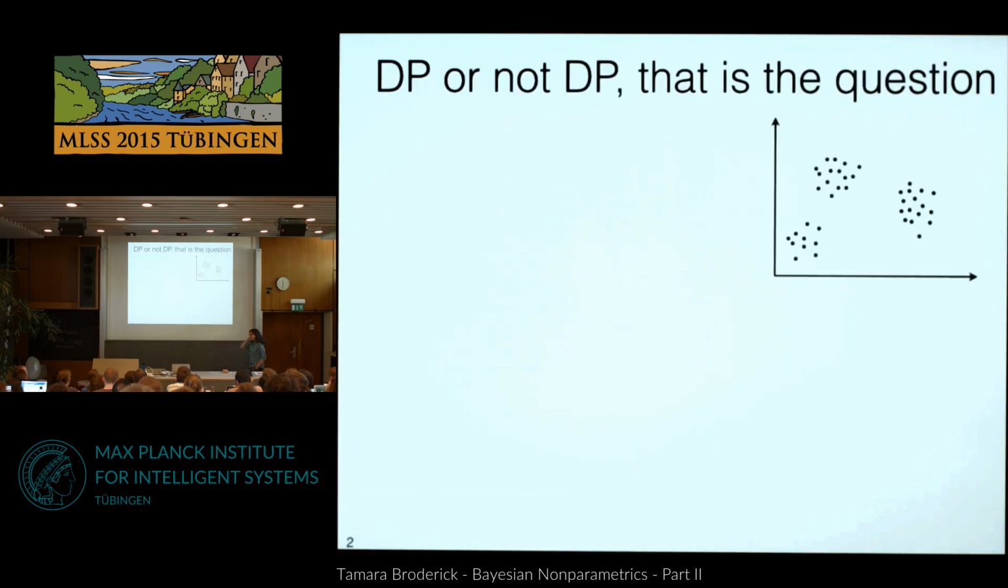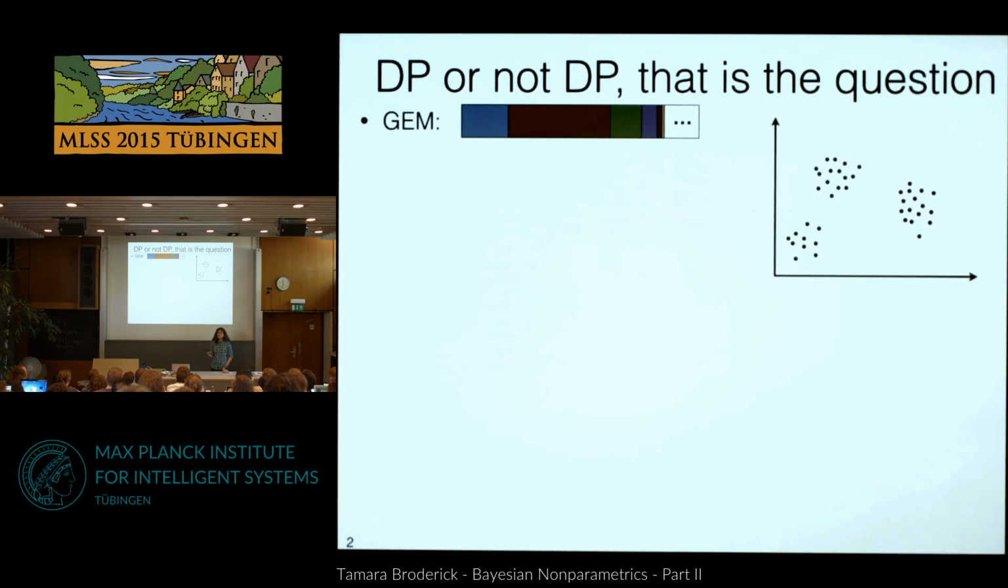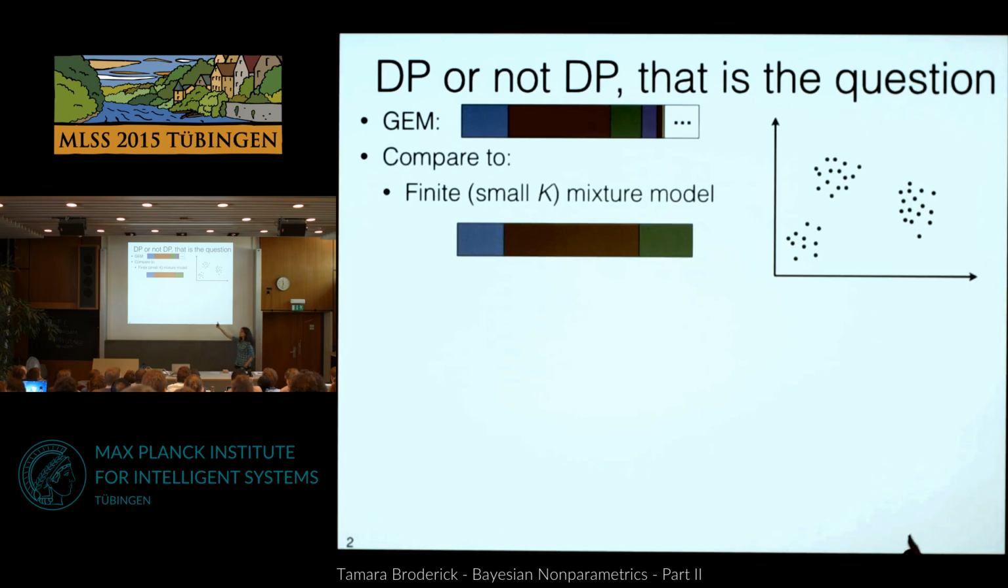Let me just clarify what we did and what we did not do. The first thing that we did was define this GEM. It was a distribution that had an infinite number of parts, an infinite number of probabilities. They all summed to 1, and they were all non-zero, and of course less than 1. Let's compare that to this finite small k mixture model. What is different between the GEM and if I had some prior where I put a prior on the number of clusters, and then I drew a Dirichlet distribution with that many clusters?